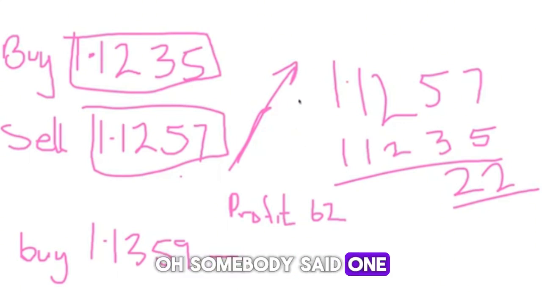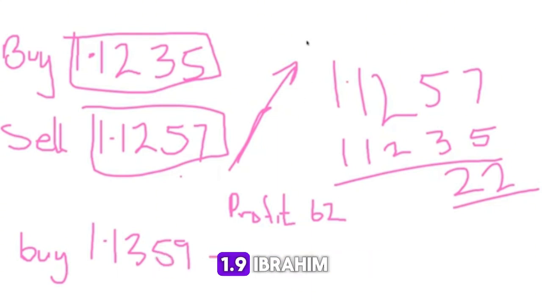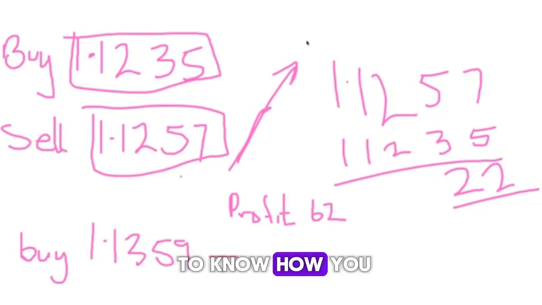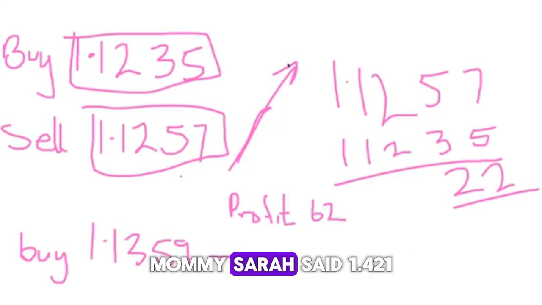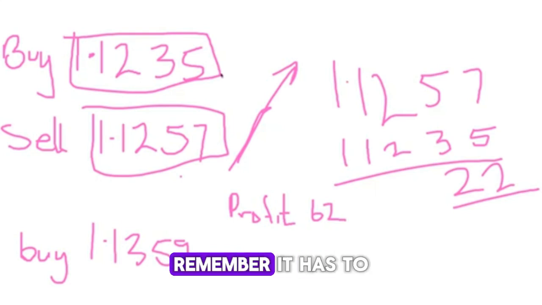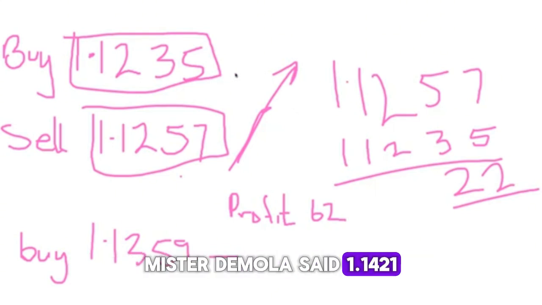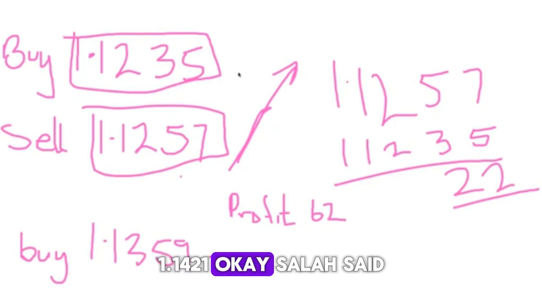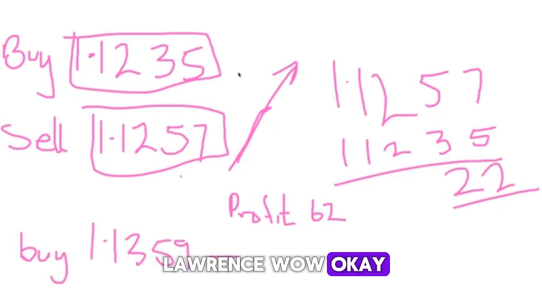Okay, somebody said Ibrahim. Ibrahim said 1.9. Ibrahim, I want to know how you got your 1.9. Can you calculate it again? Okay, Mommy Sarah said 1.421. Mommy Sarah, remember it has to be in 4 digits. All right. Mr. Demola said 1.1421. Okay. Salah said 1.14. Okay, Godwin Lawrence. Wow. Okay, Sebok said 1.